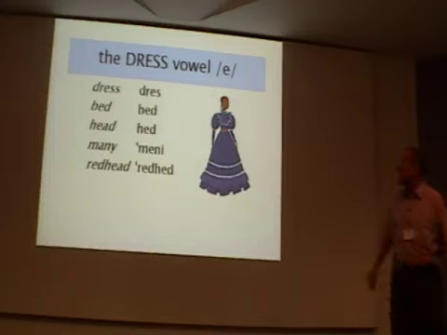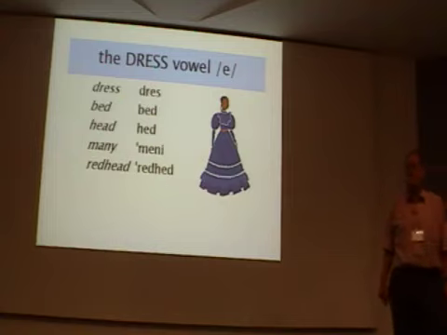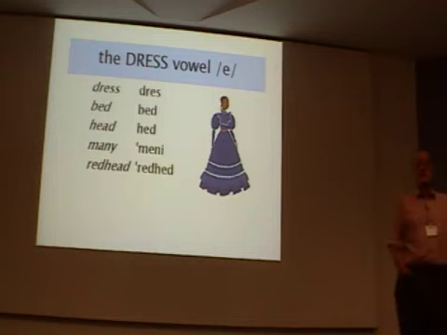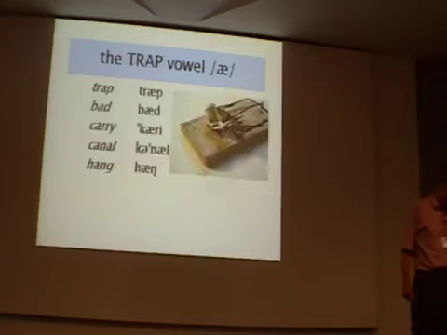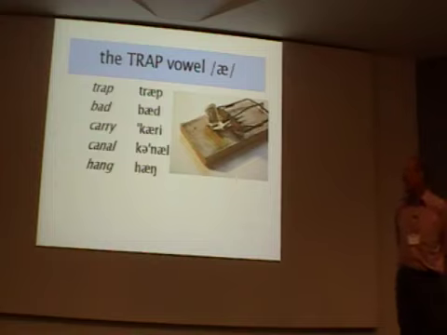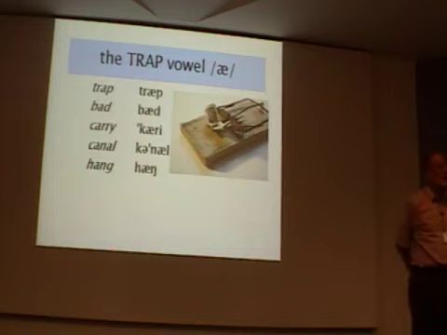The dress vowel: dress, bed, head, many, redhead, different from I. We've got distinctions like between bid, when you offer in an auction a bid, and a bed that you sleep on. Which is also different from bad, not good. The A vowel, the trap vowel: trap, bad, carry, canal, hang. That's a picture of a mouse trap. Trap.